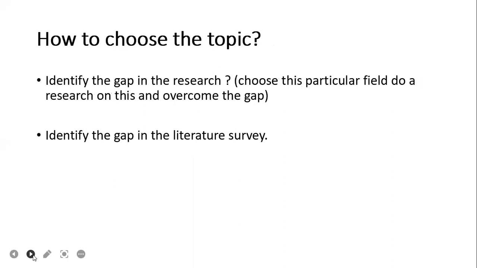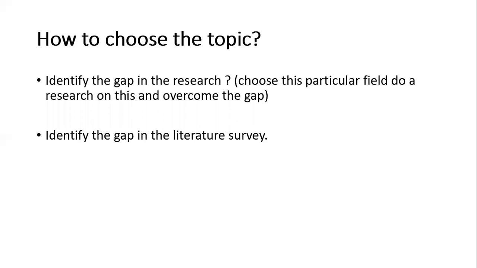Next comes an important idea, where we will be seeing how to choose the topic. The very next thing, which is an important topic, is how to choose the area of interest, or how to choose the field in which you have to write the review paper. There are two elements to take into consideration.